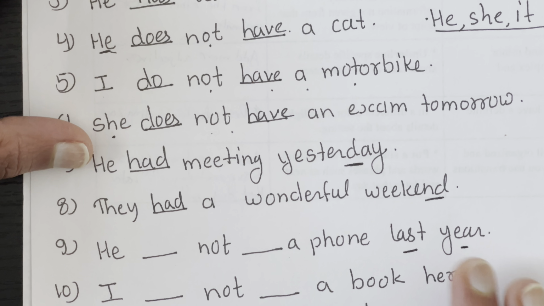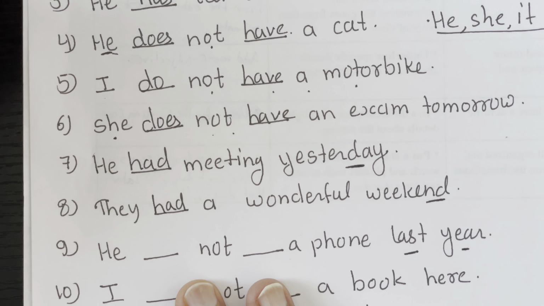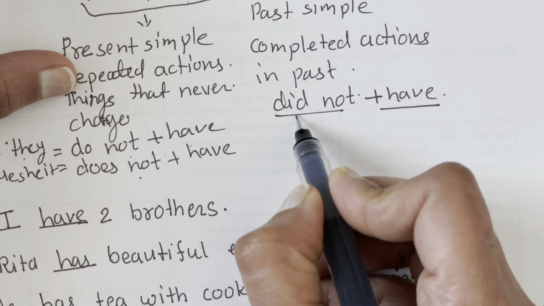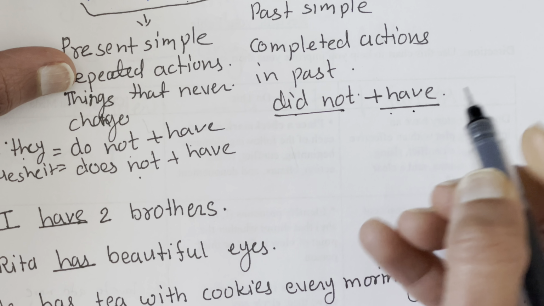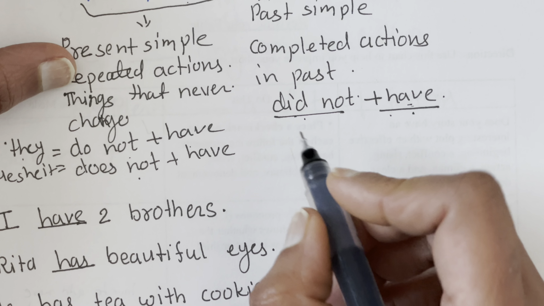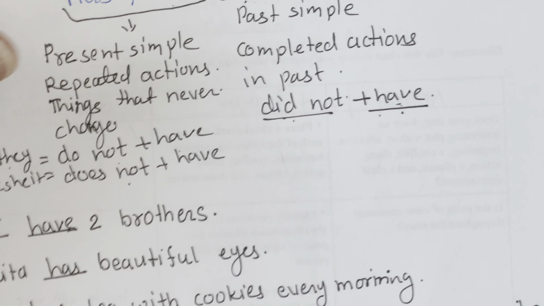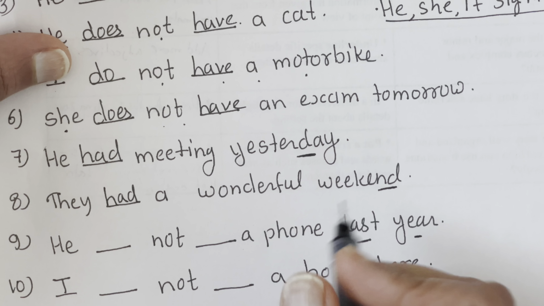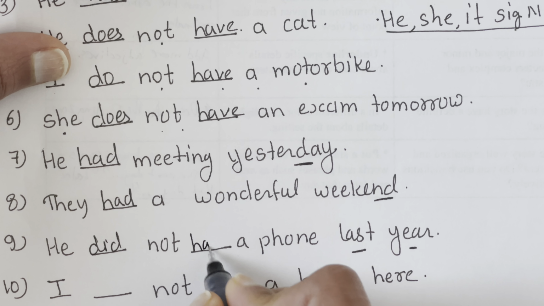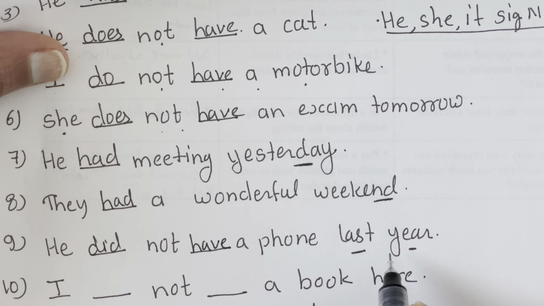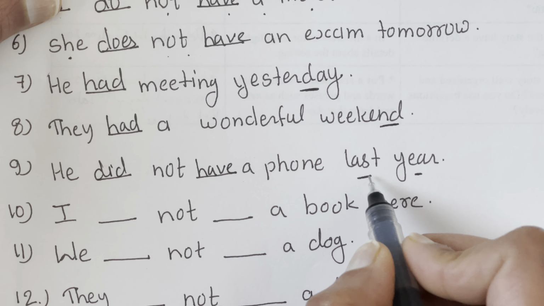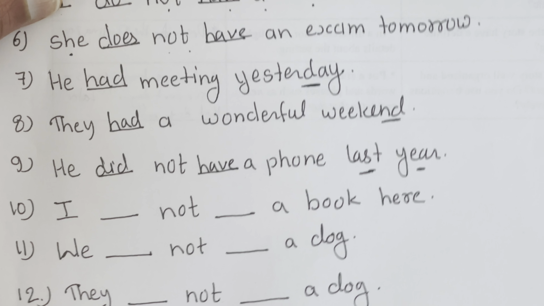He blank not blank a phone last year. Okay, so now last year, this is past, and how do we make a negative sentence in past? Did not plus have. So we will change had to have and we will use the past form of the verb do. Okay, so he did not have a phone last year. So how will you recognize these sentences in past? Because they are talking about the past time.